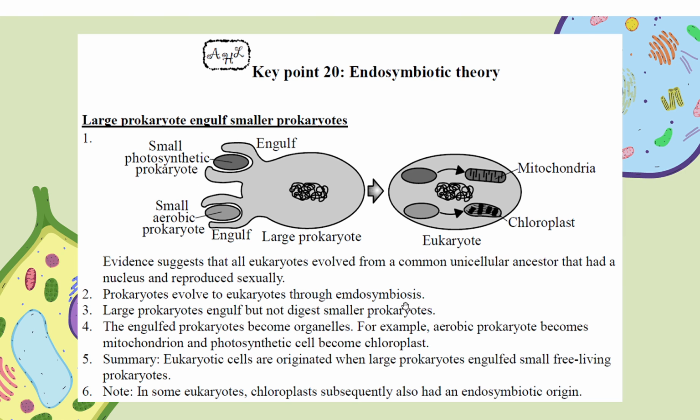So the large prokaryote engulfs a small prokaryote without digesting it. They survive and become organelles. The aerobic one becomes a mitochondrion. The photosynthetic one becomes a chloroplast. Good. How do we know it? By the double membrane. And later on, we have another theory that talks about how the liquid DNA becomes a nucleus too.